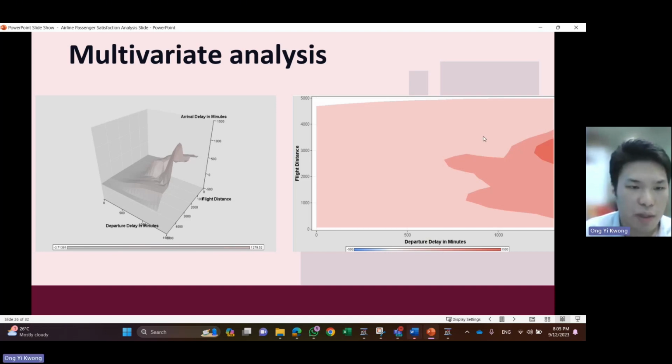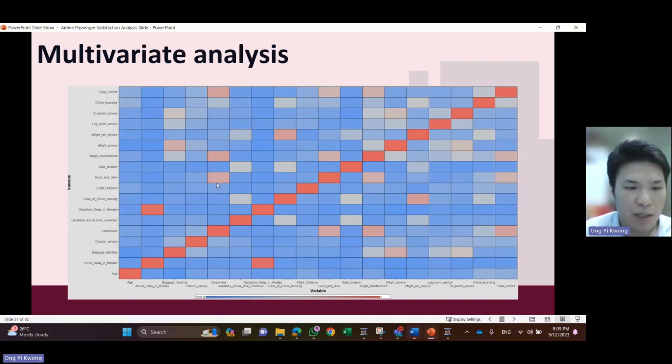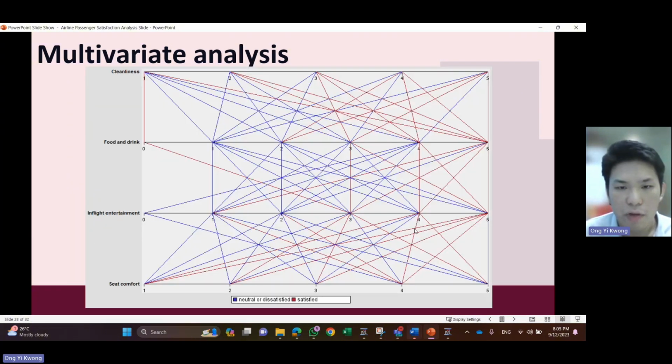Moving on, we're talking about the correlation between the variables. Other than the arrival delay and the departure delay that I discussed earlier, another more obvious relationship is for the cleanliness, along with food and drink, in-flight entertainment, and seat comfort. They have a moderate correlation. Moving on, I have used these four variables to plot a parallel coordinates graph. You can see that when the rating gets higher, there's more rate, which is more satisfied.